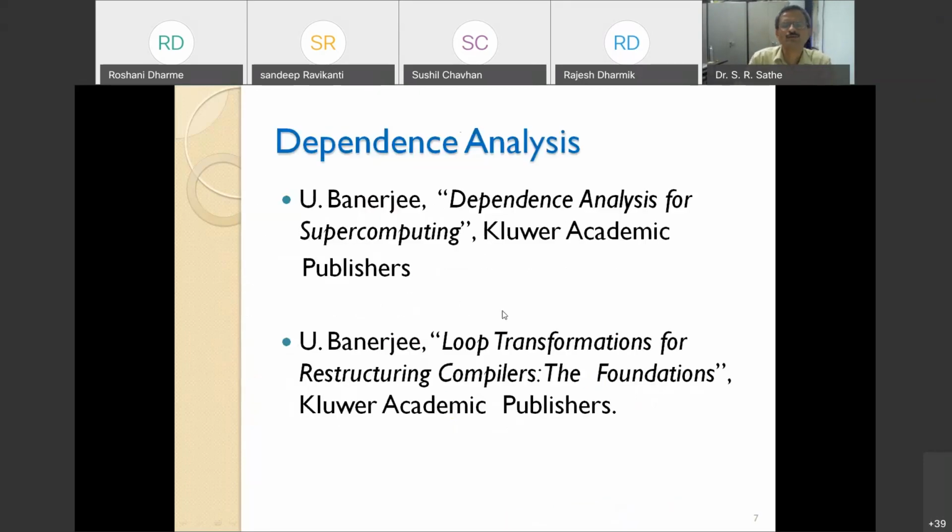These are the two references from which the material in this lecture is taken. There is Utpal Banerjee's Dependence Analysis for Supercomputing and Loop Transformations for Restructuring Compilers. These are all old books. I don't know whether they are available in the market. Try to search on Amazon and get them.